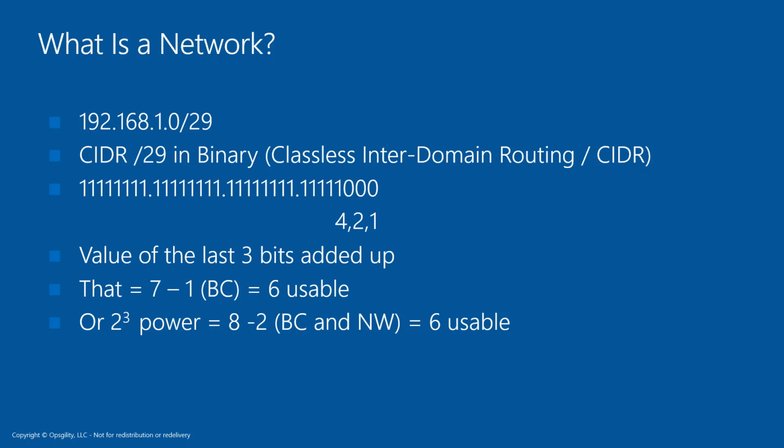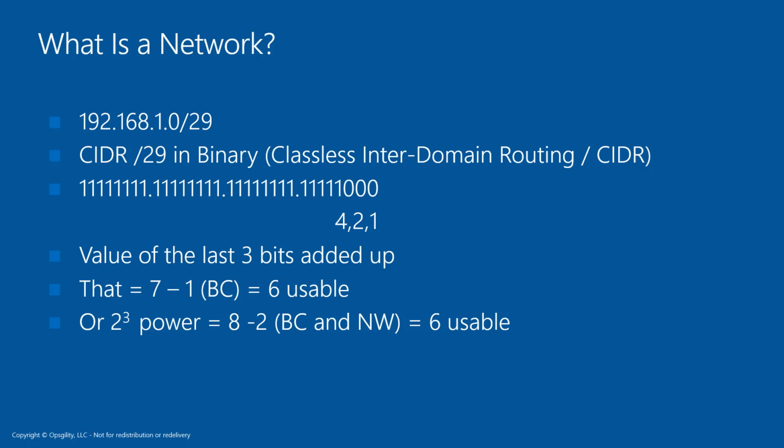So there's 2 different ways to get to the same usable IP addresses of 6. One is to add up the binaries I just showed you, and the other is to go to the power of 2. So 2 times 2 times 2 equals 8. So now instead of subtracting 1 for the broadcast address, however, we need to also deduct 1 for the network address.